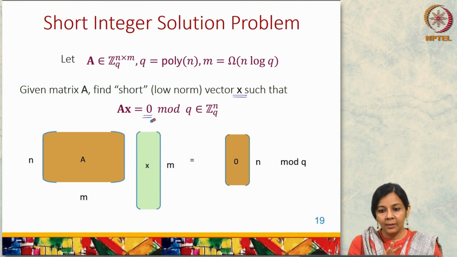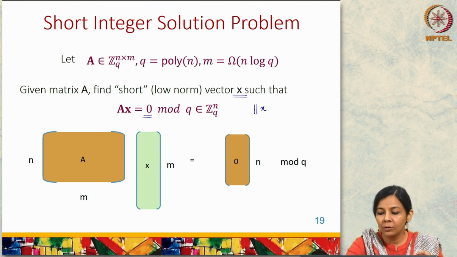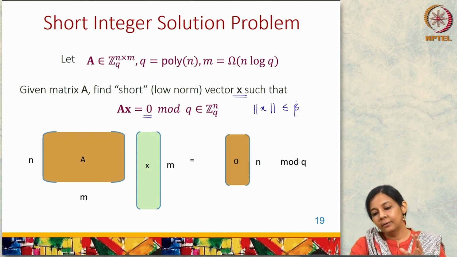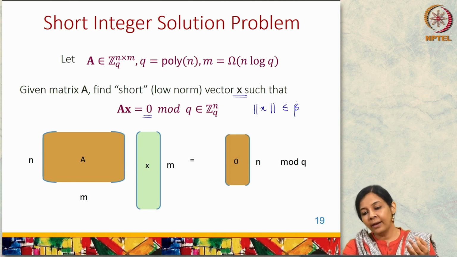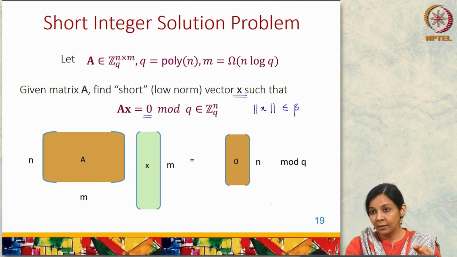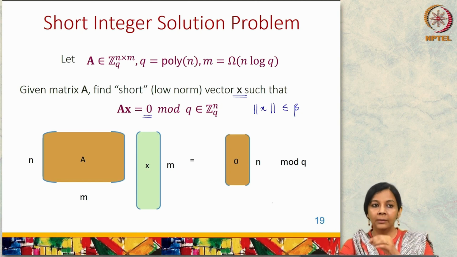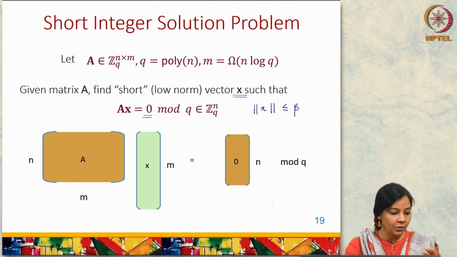Okay. So, it is a short integer solution that I am after. So, it needs to be short. Here we will not necessarily ask for x to be binary. Let us say that we just want the norm of x to be less than some beta that I give you, okay. And I want x to be integral. That is why I want a short integer solution. This is the short integer solution problem.